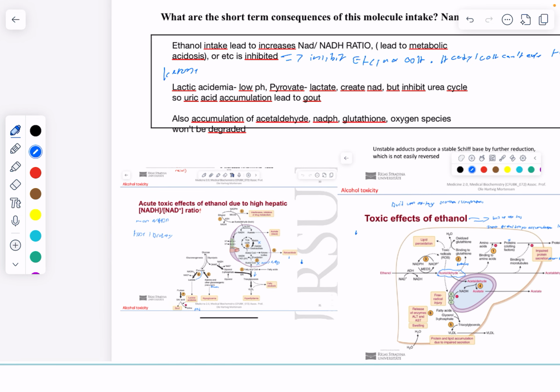We can't really do anything because the ETC is inhibited, because oxaloacetate is being reconverted to malate because of the increased NADH production by ethanol. So ethanol leads to increased NADH, which could lead to metabolic acidosis, and the ETC is inhibited because oxaloacetate is converted to malate and pyruvate is converted to lactate.